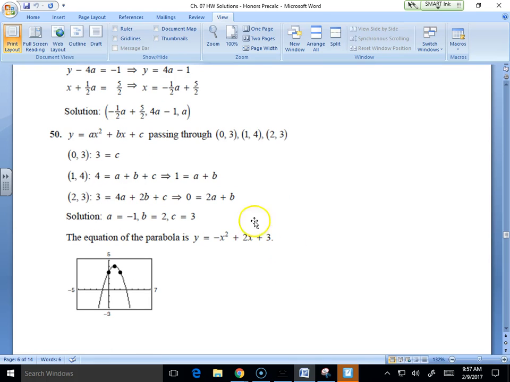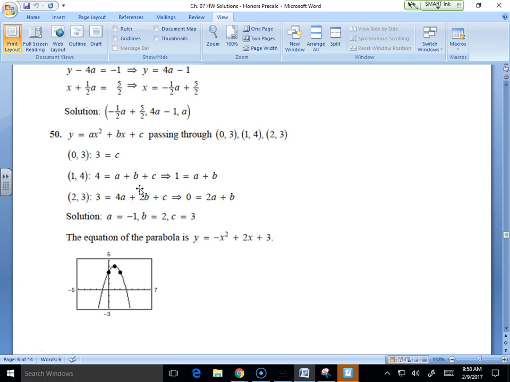Number 50. Did you guys figure him out? He was weird, right? Don't we have x's and y's? How many pairs? 3. Why do we have 3 pairs of x's and y's? Because we are missing how many variables in our quadratic equation? 3. So if we plug in a point for the x's and the y's, don't we have a system of equations?